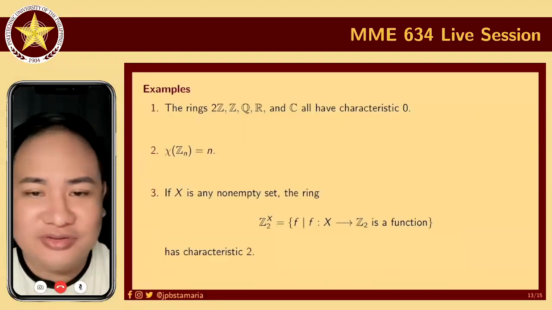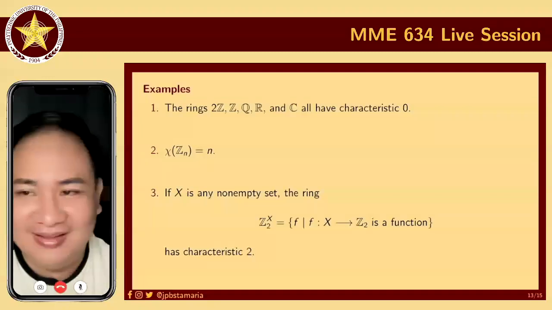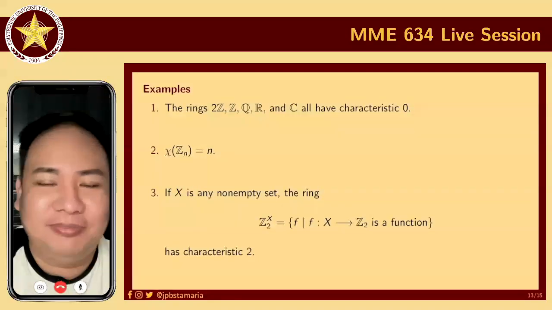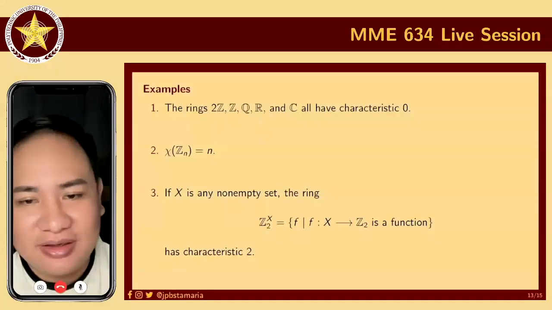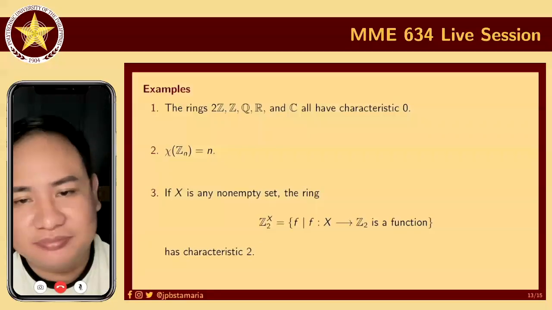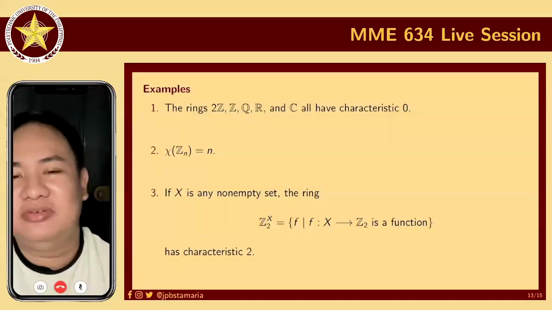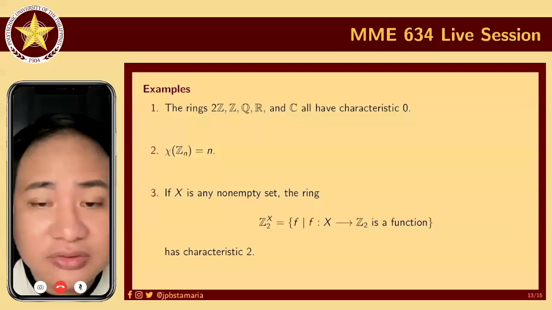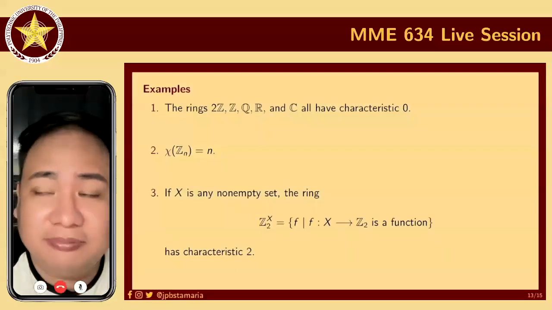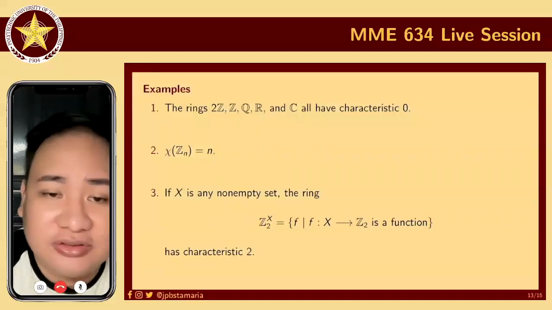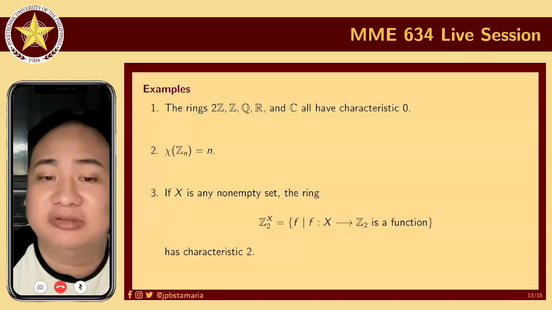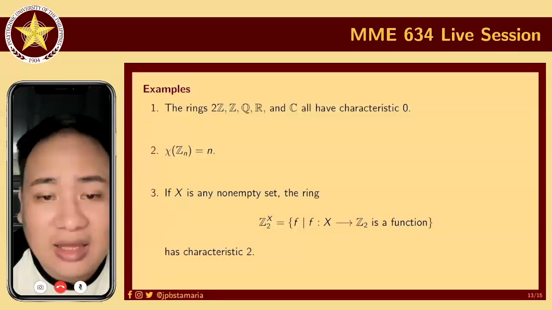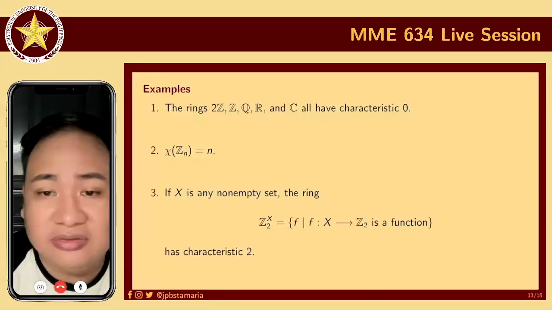Okay, so this is an example from last meeting. If X is a non-empty set, the ring Z2X. Anong laman ng Z2X? Ito yung mga functions from X to Z sub 2. Ang laman ng rings natin, mga functions. Ang addition natin dito, function addition. Ang multiplication ay function multiplication. Yung pointwise addition tsaka pointwise multiplication. Lahat ito ay may characteristic na 2 dahil dun sa Z sub 2.